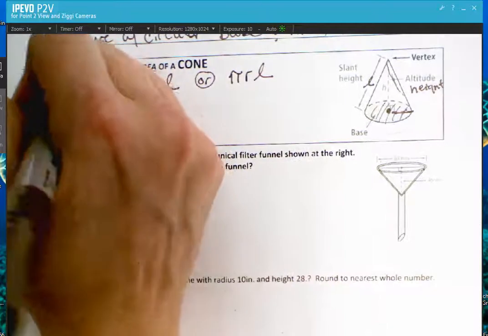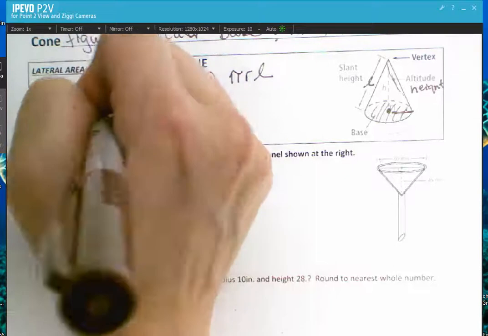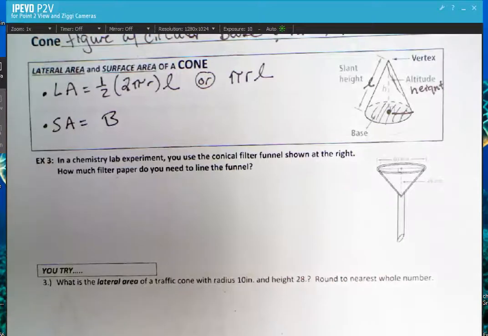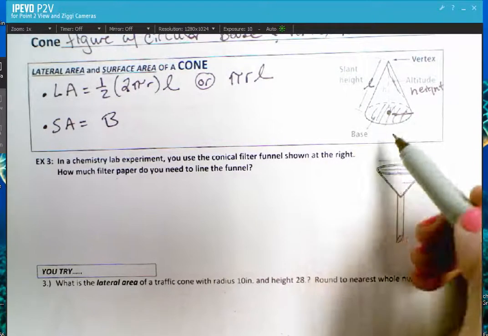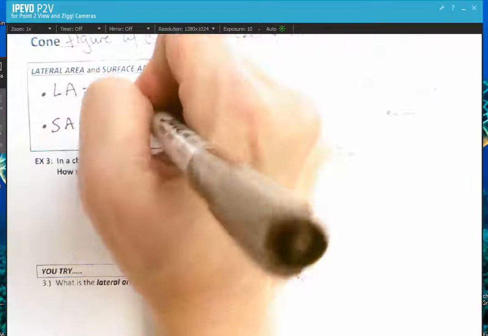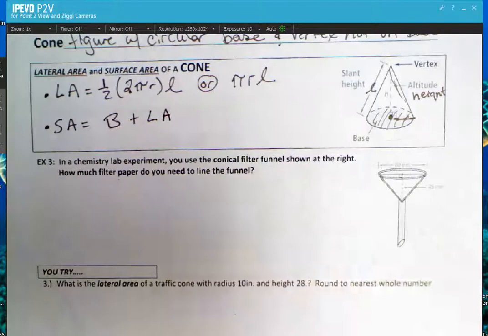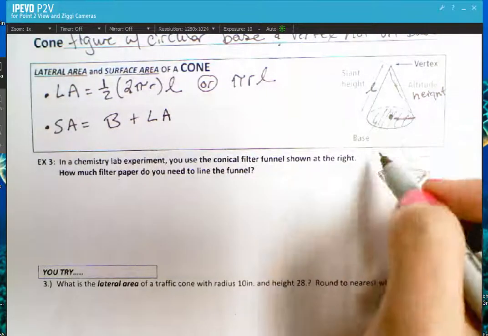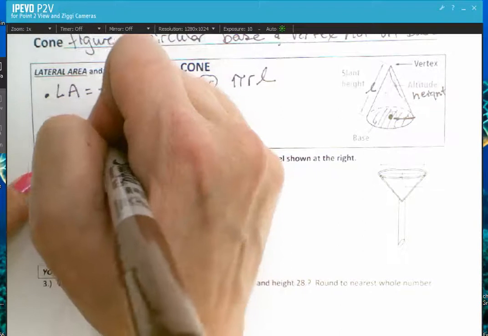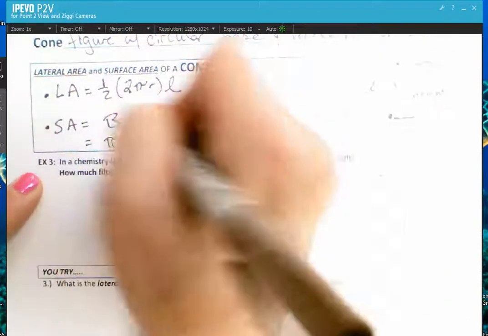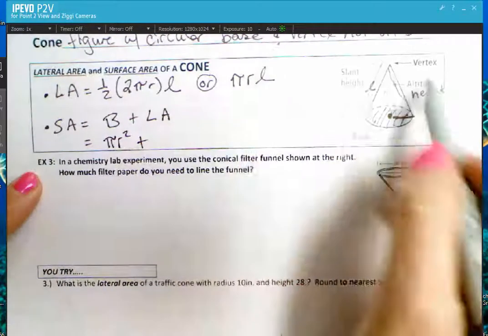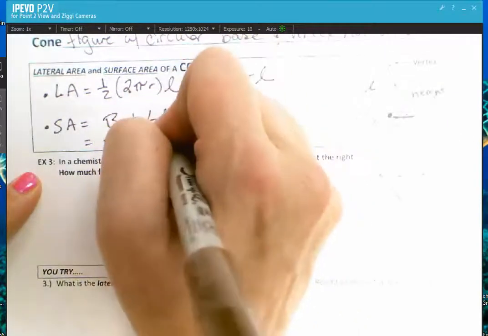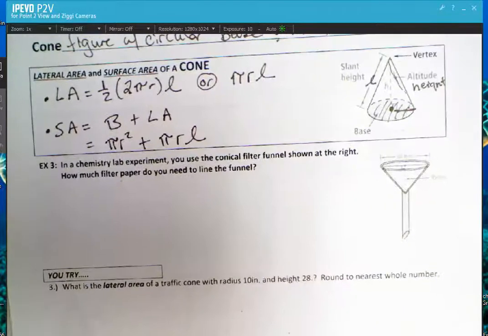We also have a surface area. That means I take the base area, so big B is base area, plus the lateral area. The base area, it's a circle, so the area of a circle is pi r squared. And the lateral area of a cone is pi r l. So identifying your pieces and setting them up, that's all there is to cones.